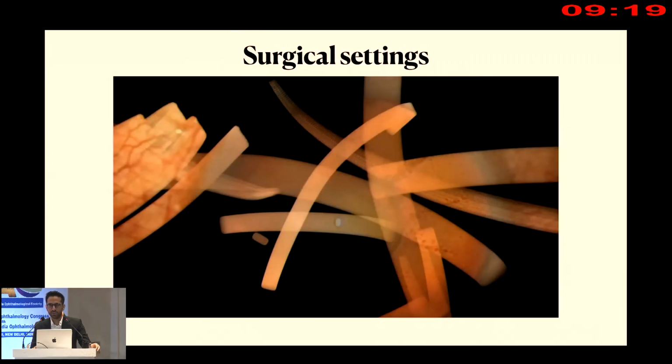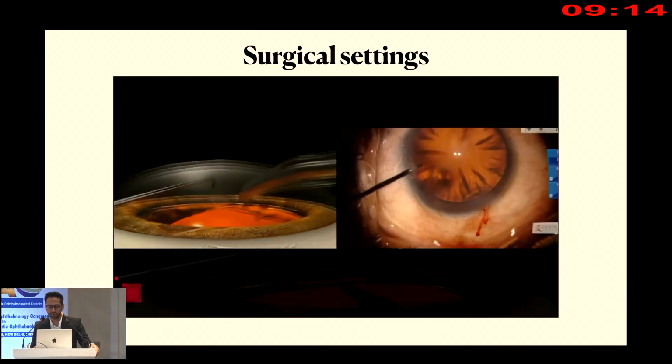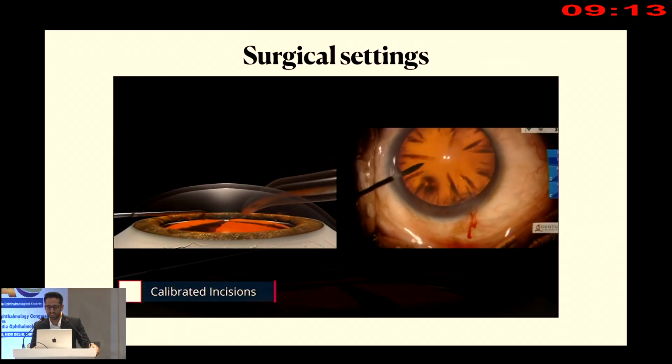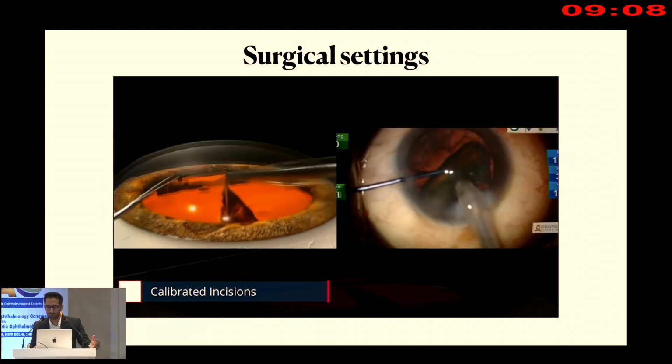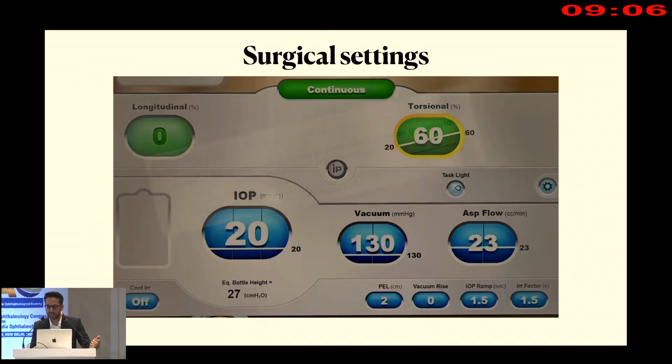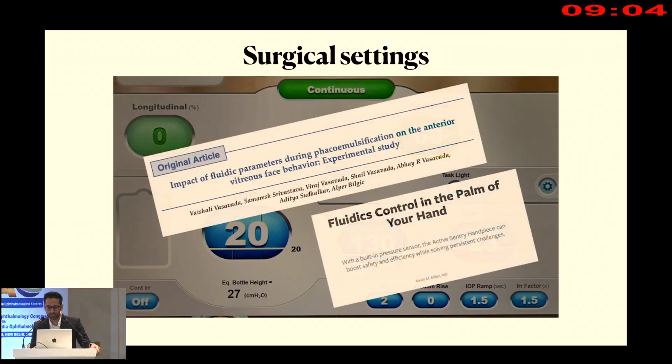There are some prerequisites involved before the surgery. First, the important thing is to have calibrated incisions, because you can't afford to have leakages during the surgery. So calibration of the side port as well as the main port is important. Active fluidics is another important thing.